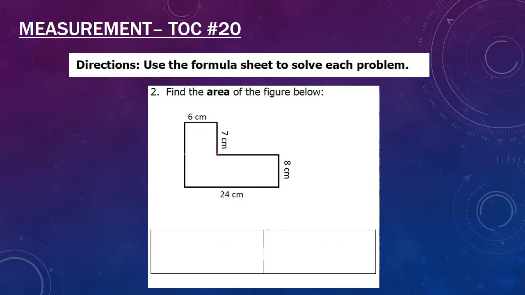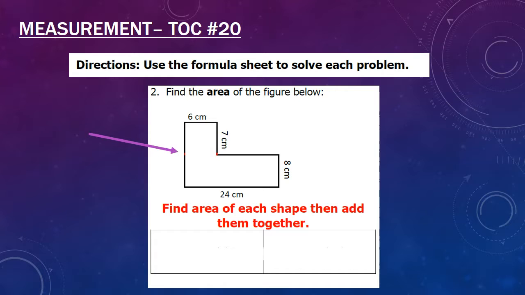All right, so let's look at an area problem. We just looked at perimeter, so this is area. So on this one, in order to find the area, the first thing we have to do is find the area of each shape because we have two separate shapes here. So we're going to subdivide it, meaning we're going to cut part of the shape off so we have two distinct shapes so that we can find the area of each.